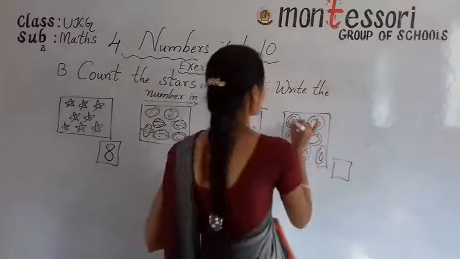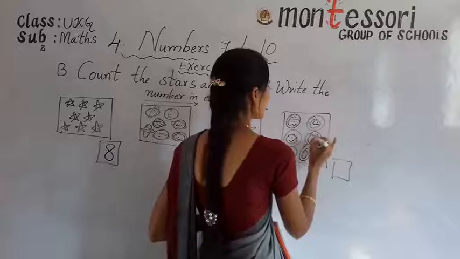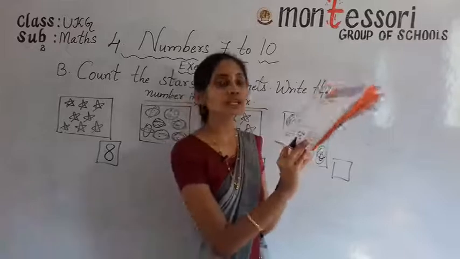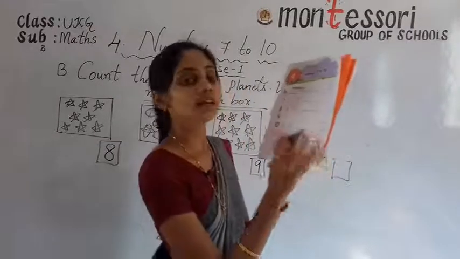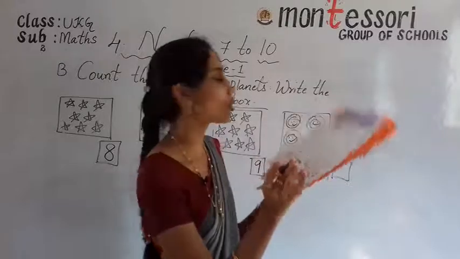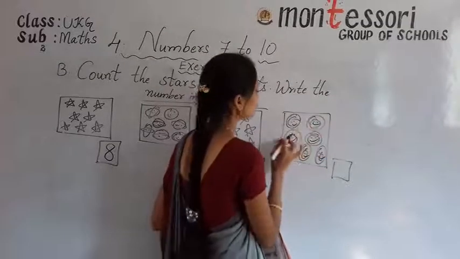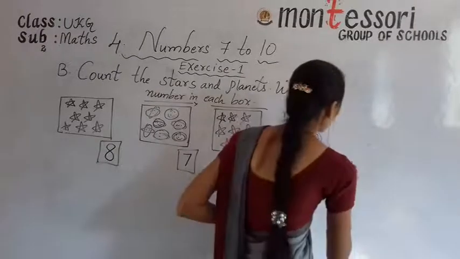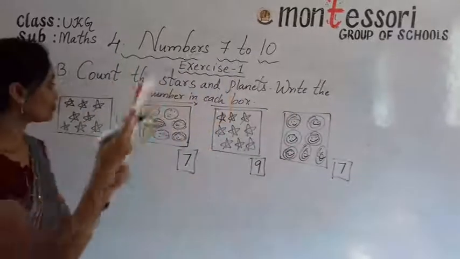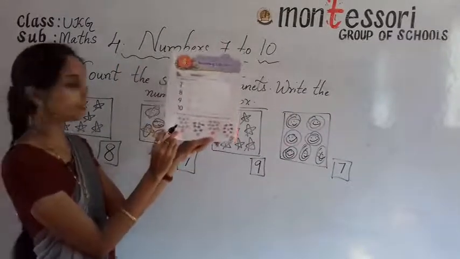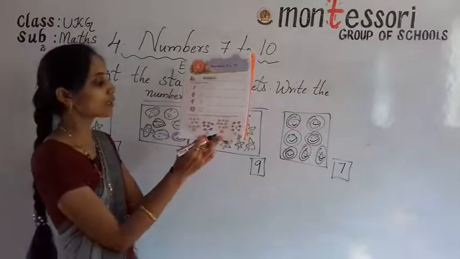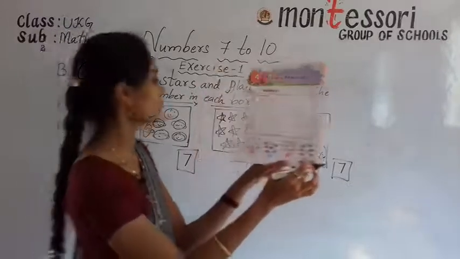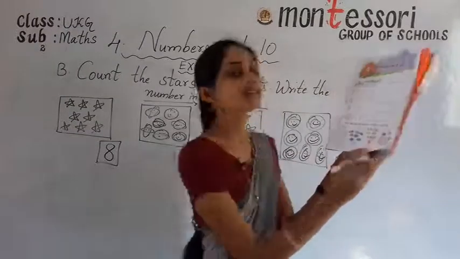Next, in the last box, how many planets are there? Shall we count? We have to count the number of planets in that box. 1, 2, 3, 4, 5, 6, 7. Again 7 planets. So, in the first box you write 8, in the second box 7, in the third box 9, and in the last box 7.